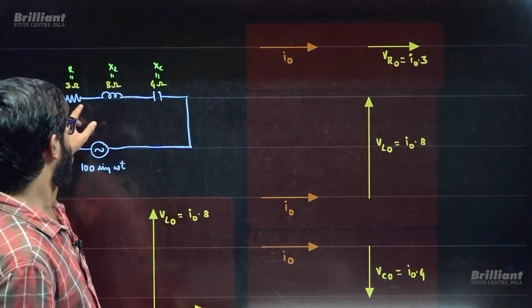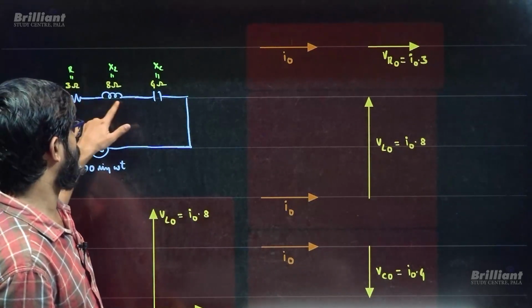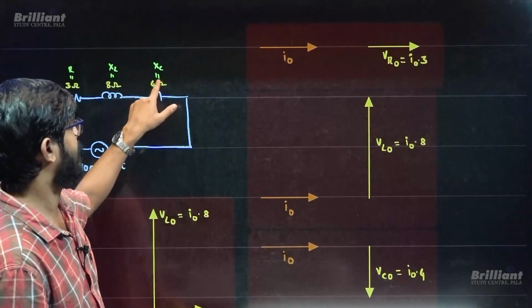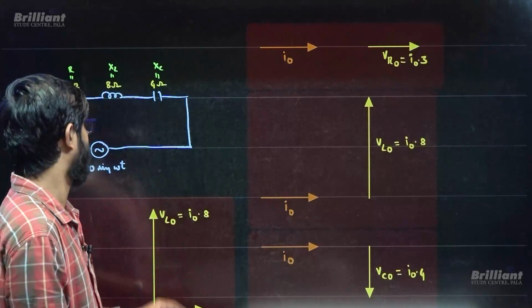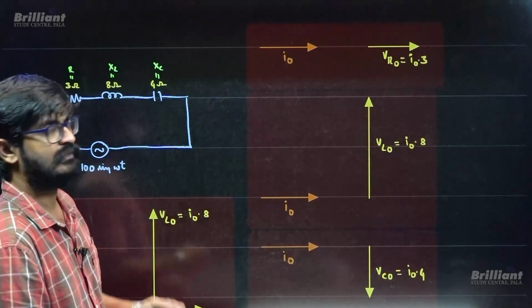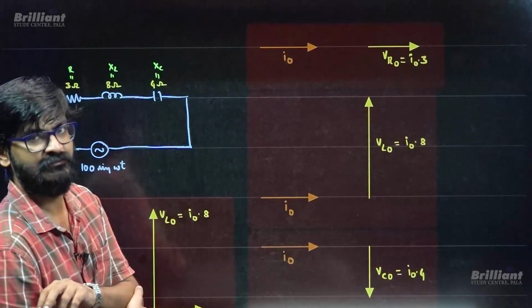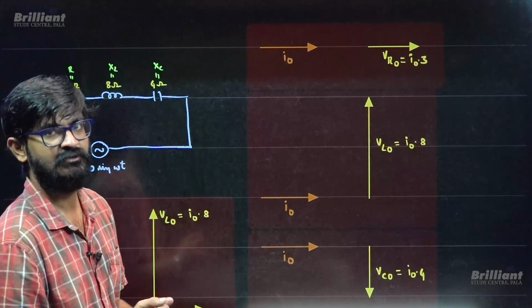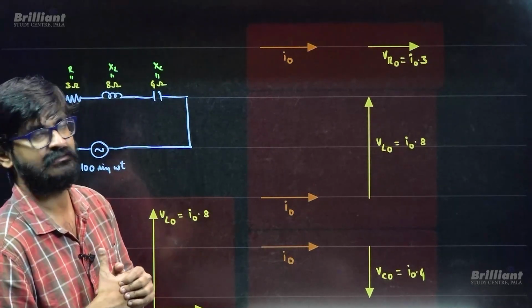Anyway, let us say resistance is 3 ohm, inductive reactance is 8 ohm, and capacitive reactance is 4 ohm for easy calculation, and the source voltage is 100 sin omega t, sinusoidally varying. Now to find current as a function of time, we can go with mathematics, or the phasor, as we understood, will also help us in getting back the current as a function of time.